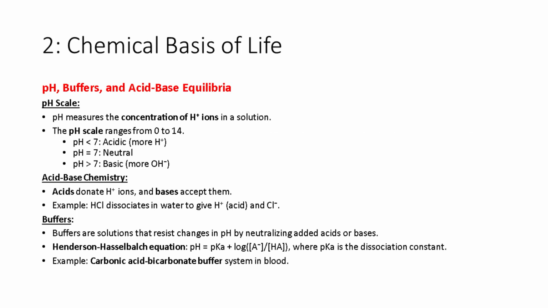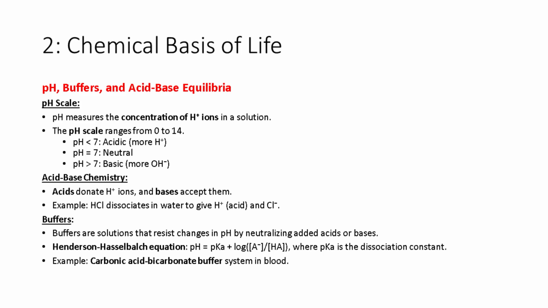pH, buffers, and acid-base equilibria. pH scale. pH measures the concentration of H+ ions in a solution. The pH scale ranges from 0 to 14. pH less than 7: acidic, more H+. pH equals 7: neutral. pH greater than 7: basic, more OH-.